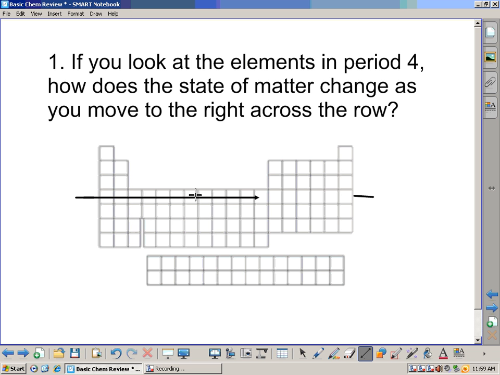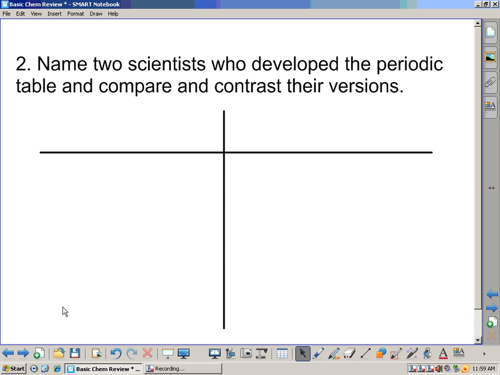Well, as you're here in the metals, these are all going to be solids, and then eventually you get into a liquid over here in the nonmetals, and it ends with gases. So to answer number 1, you would say in period 4, the state of matter changes from solids to liquids to gases. It goes through all 3 states of matter. And the reason they chose period 4 is because of that specifically, that it switches through all the states of matter. Let's take a look at question 2. Name 2 scientists who developed the periodic table and compare and contrast their versions.